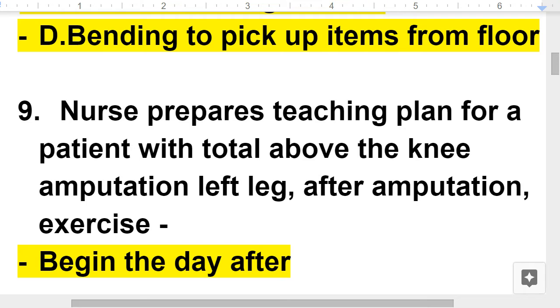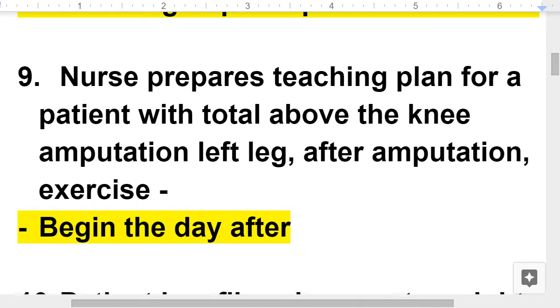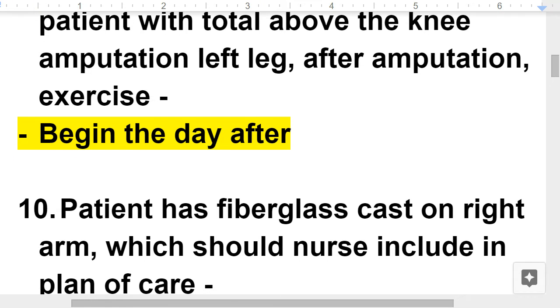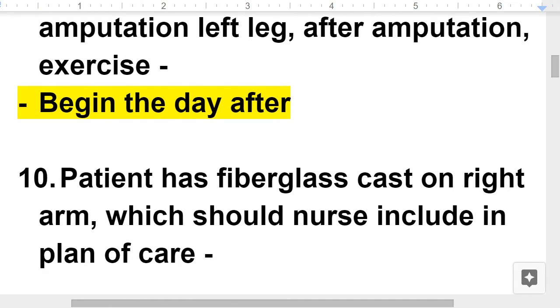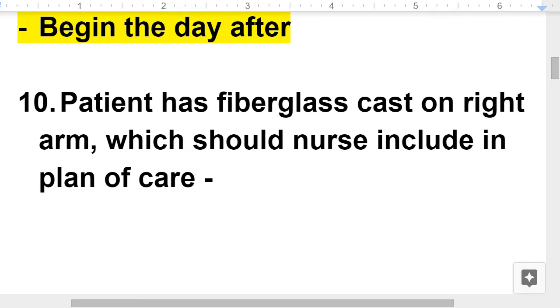Nurse prepares a teaching plan for a patient with an above the knee amputation, left leg. After amputation, exercise should begin the day after.